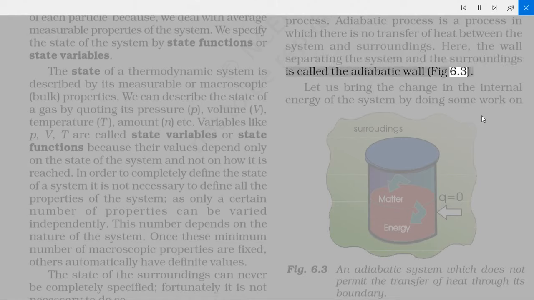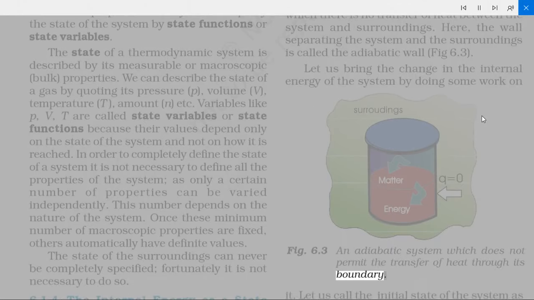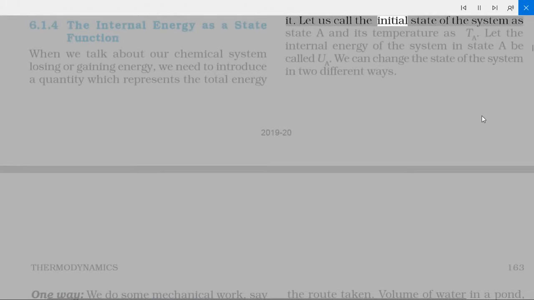Fig 6.3. Let us bring the change in the internal energy of the system by doing some work on it. An adiabatic system which does not permit the transfer of heat through its boundary. Let us call the initial state of the system as state A and its temperature as TA. Let the internal energy of the system in state A be called UA. We can change the state of the system in two different ways.